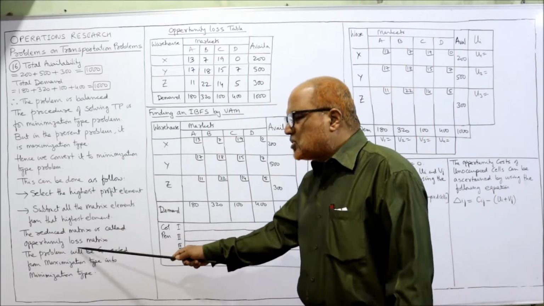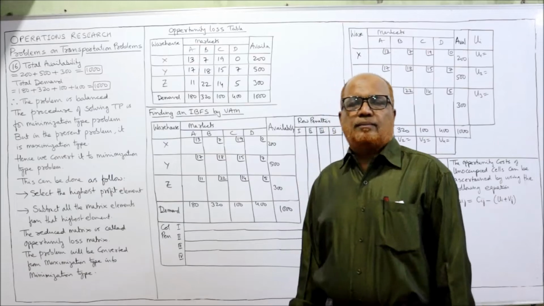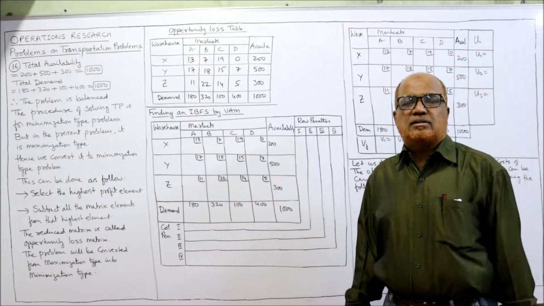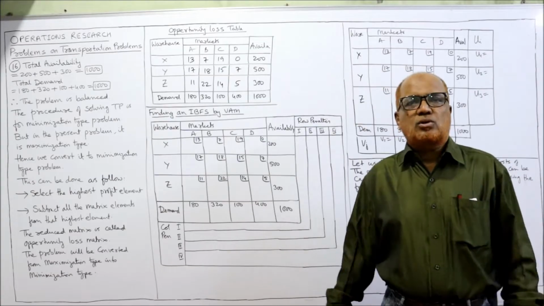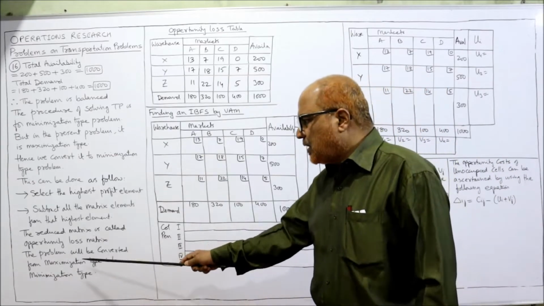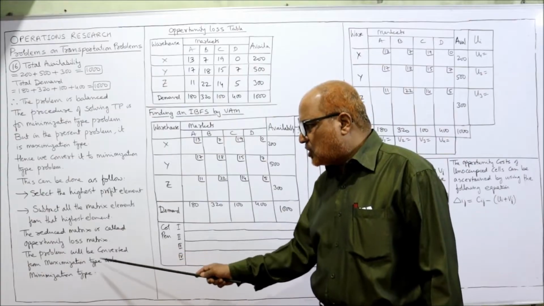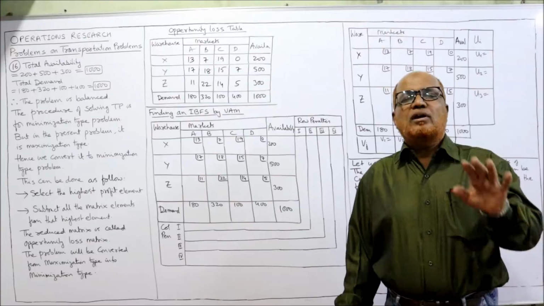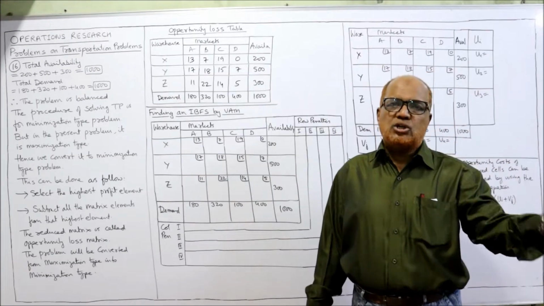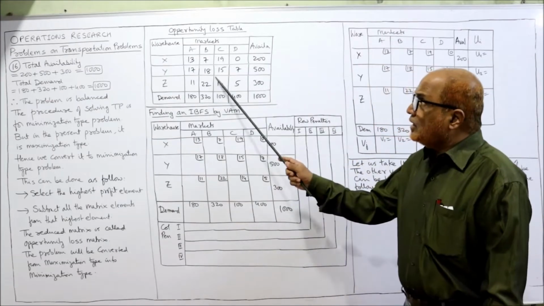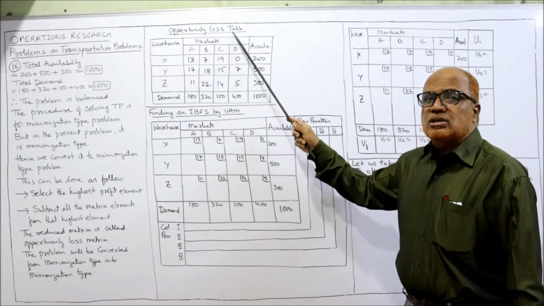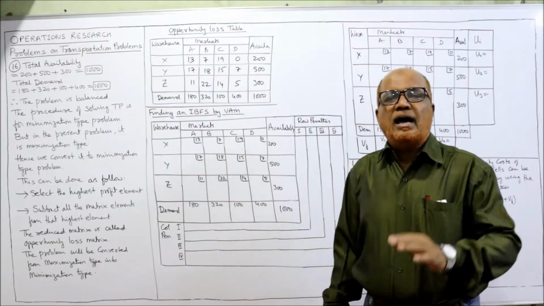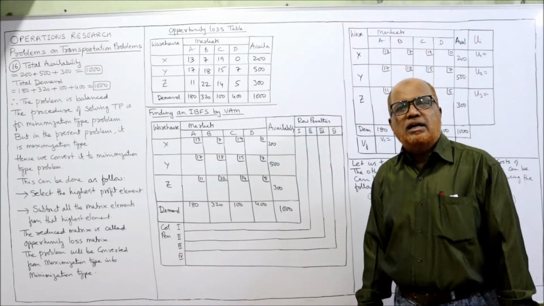The reduced matrix is called the opportunity loss matrix. If you subtract all the elements from the highest element, the reduced matrix is called the opportunity loss matrix. The problem will be converted from maximization type into minimization type. This is the only procedure for converting the problem from maximization to minimization. Here is the opportunity loss table. In the problem, the table given is the profit matrix table. I have converted it into opportunity loss.